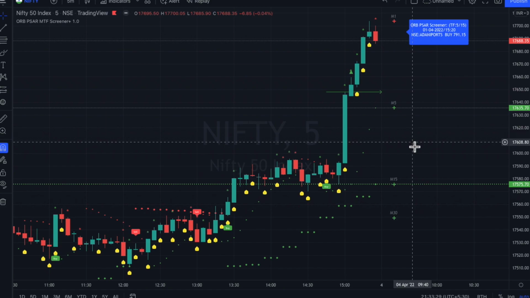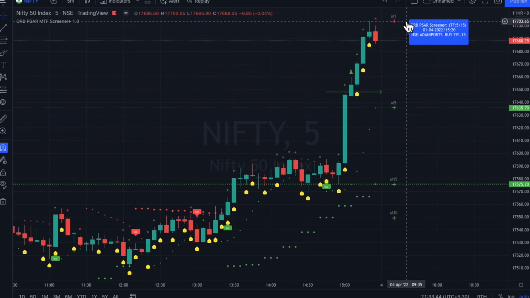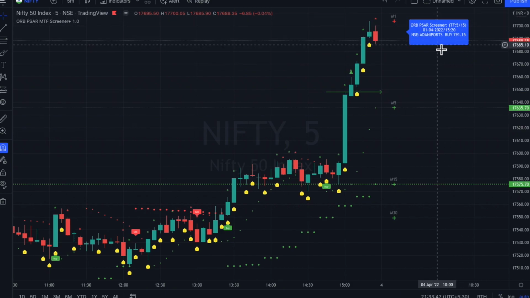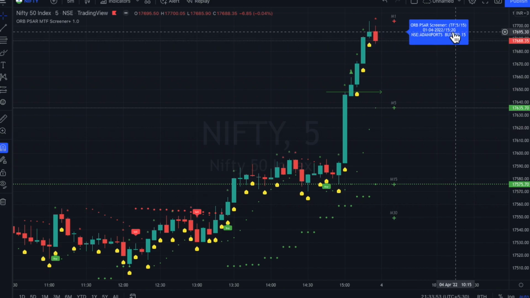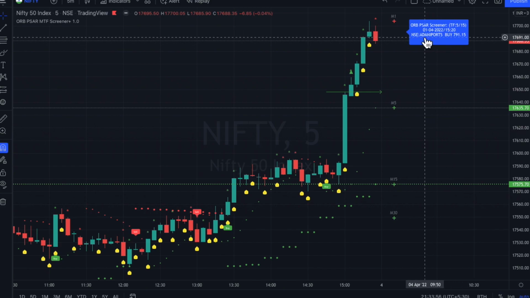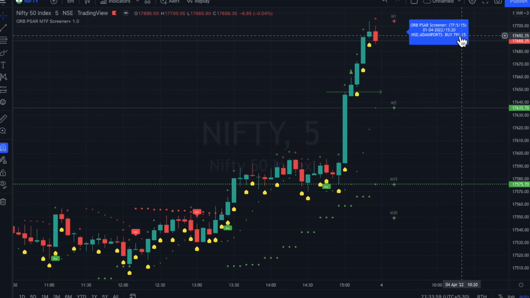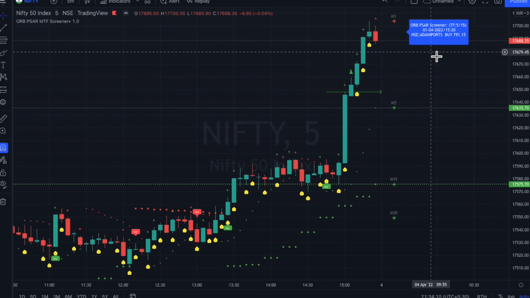This becomes very handy because I've got this particular chart open on the screen, but I don't know what is happening with my other symbols. So I can define the symbols here and automatically whenever a breakout happens, it will show me on the screen. For example, this particular label here is showing me the last signal which was generated. It was generated at 15:20, that is 3 hours 20 minutes ago, and it was a buy signal for Adani Ports at 791.15. See, I'm actually on the chart of Nifty here, but this screener also gives me the possibility of scanning other charts while being on the same chart. So this is a very, very beautiful and handy feature.